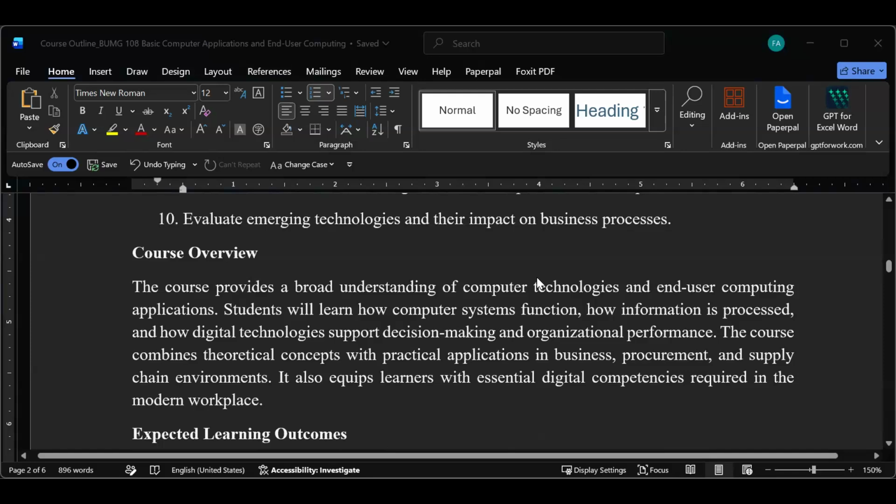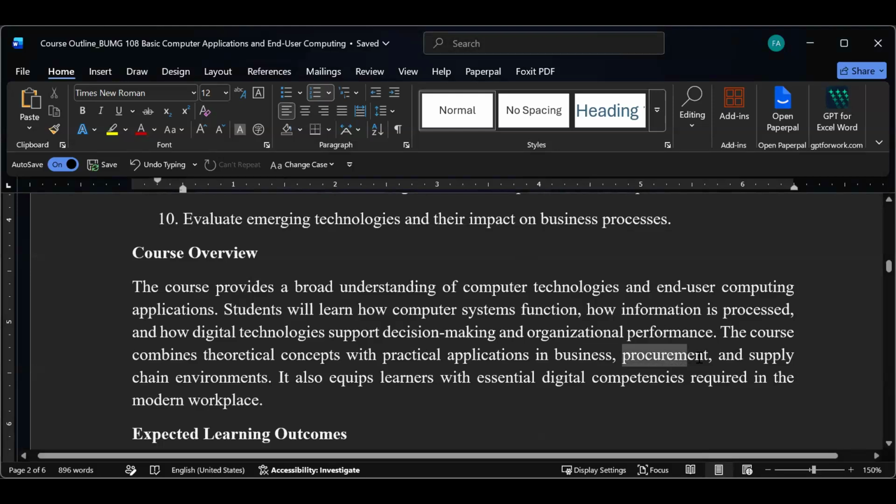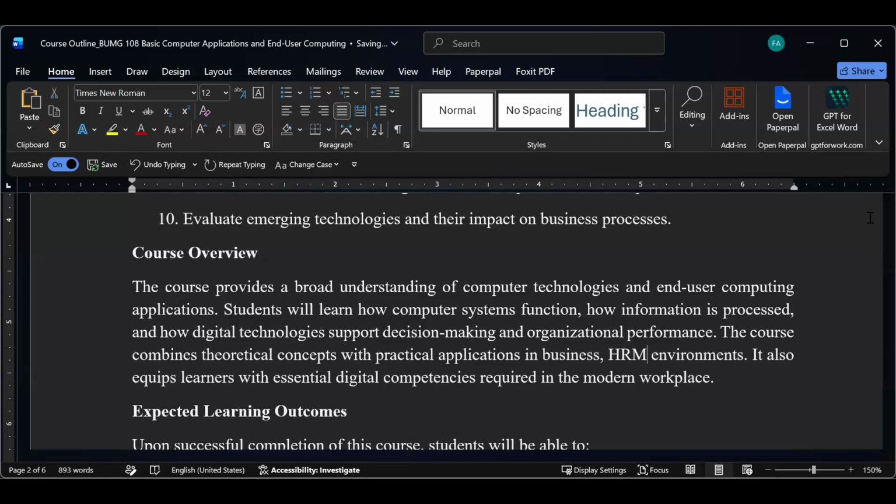For the course itself, it's going to provide you with a broad understanding of computer technologies and end user computing. So you learn how computer systems function, how information is processed, and how digital technologies support decision making and organizational performance. So we are going to combine theoretical concepts with practical applications. If you were in class or in the lab, we should do it. But since we are online, we should also be able to show or upload and share our content so that we understand that you also appreciate these things.